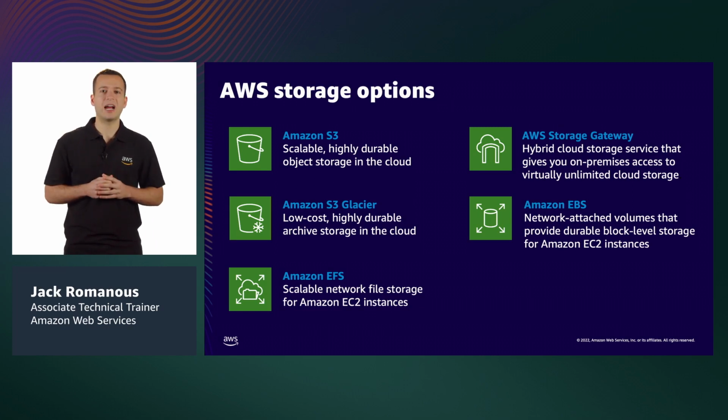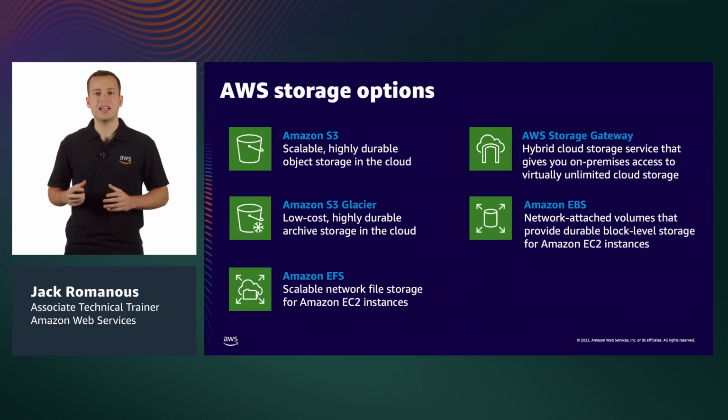We talked about hybrid cloud deployment in a previous module. With Storage Gateway, we've got a hybrid cloud storage service that gives your on-premises environment access to virtually unlimited cloud storage. And lastly, we have EBS, which we saw when deploying an EC2 instance. EBS is network-attached volumes that provide durable block storage for EC2 instances. Let's start with S3.